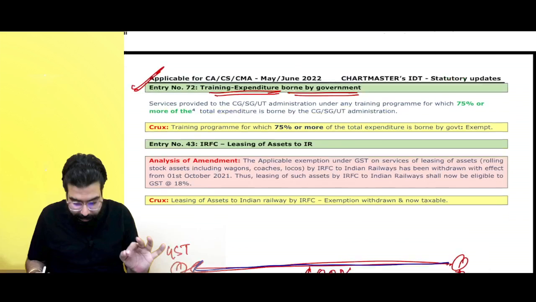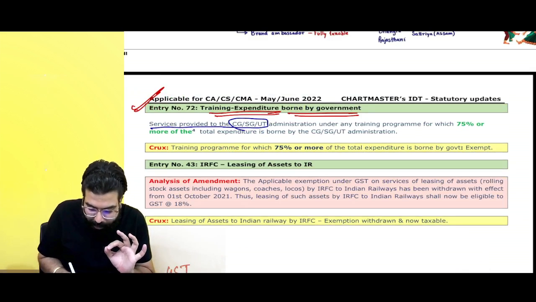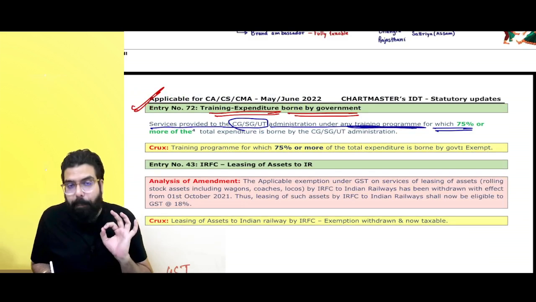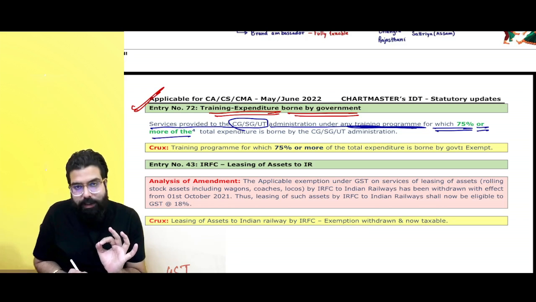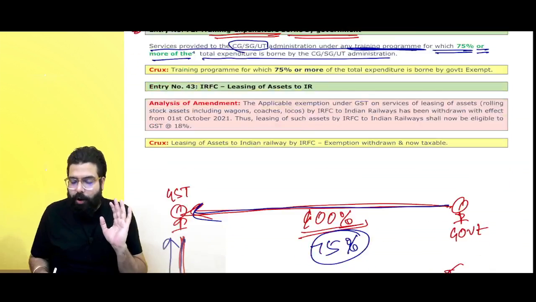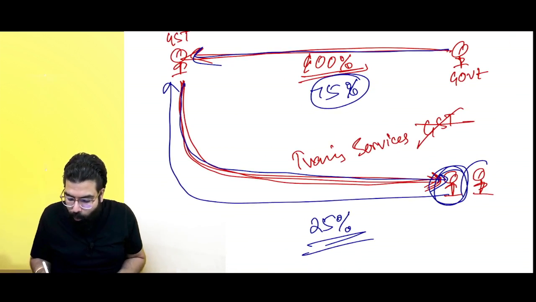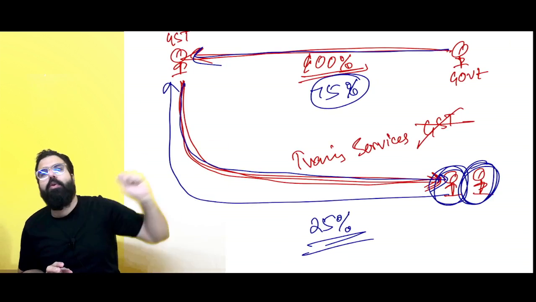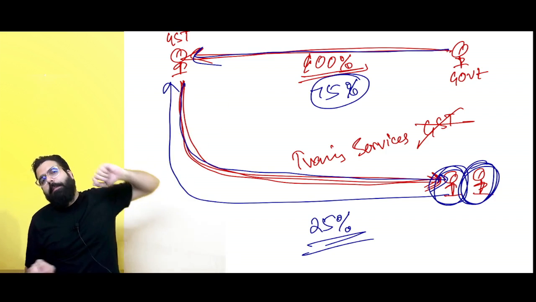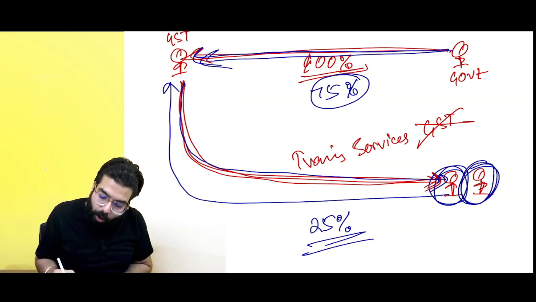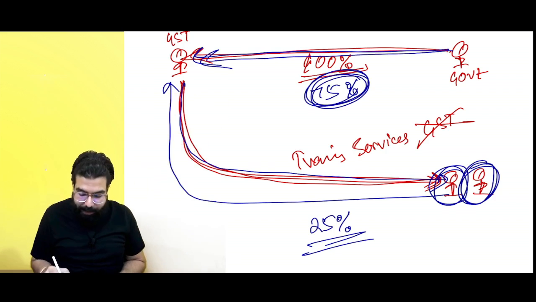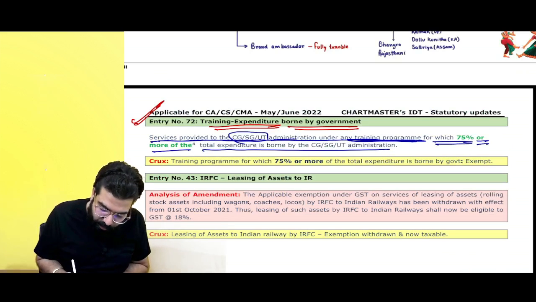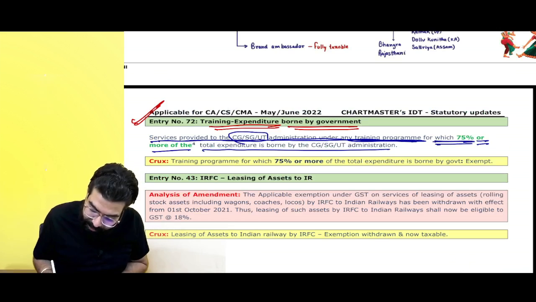They are telling, training services provided to the government, union territory under any training program for which 75% or more of the total expenditure is borne by the government. So basically, these are people to whom I am providing service, because the government told me, Ramesh, could you please provide the training to these people? I will pay you the money. So when the government is paying me 100% or at least 75%, then on my training services I shall not be charging any GST.